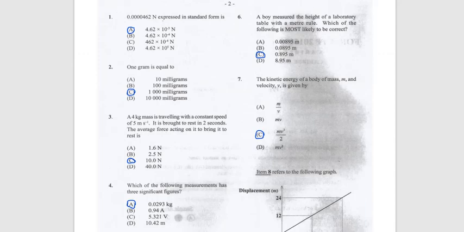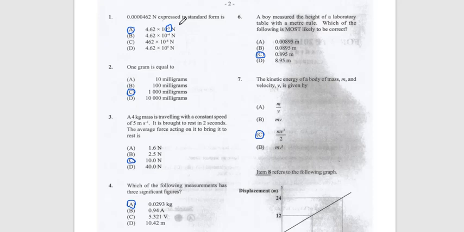So number 1 asks us to put that quantity of force in standard form, and the answer is A. We would move the digits, the 4, the first significant digit, 5 places to the left, and so our exponent would have to be to the negative 5. So the second one, number 2, 1 gram is equal to 1000 milligrams, C.